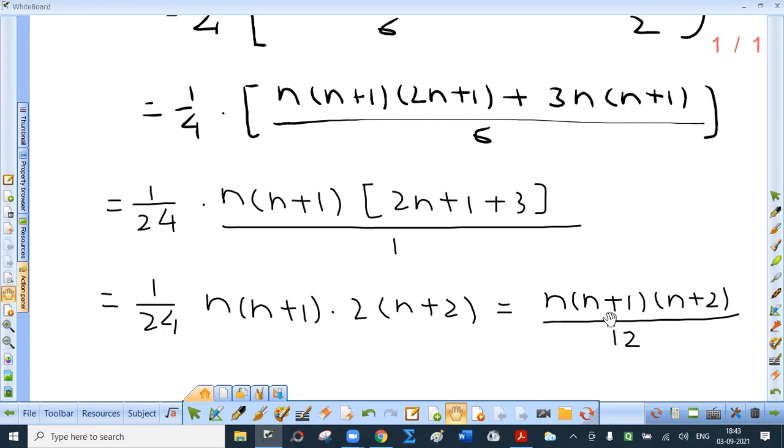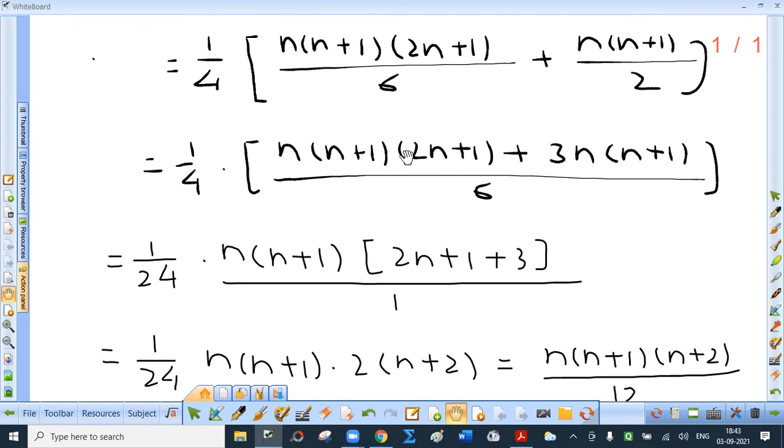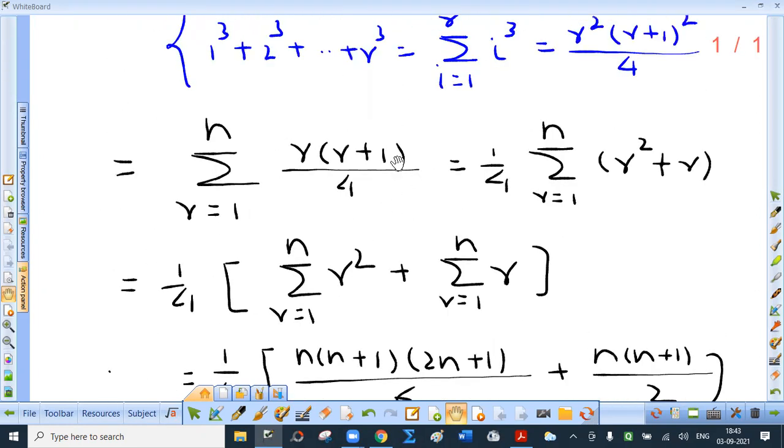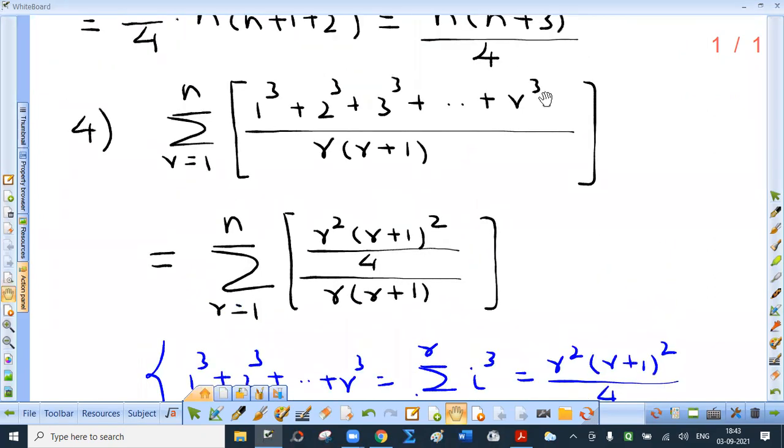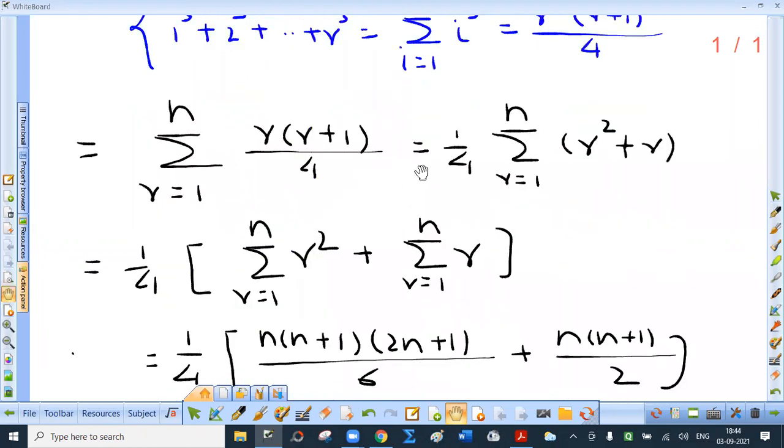How will you verify the answer? Put n equal to 1. So this is 1 into 2 into 3. So 6 upon 12, that is half. Just a minute. Now put r equal to 1. r equal to 1 means up to 1 cube you have to consider. So 1 cube is 1. Because see, what is the numerator? Sum of the cubes of the first r natural numbers. Now r is 1. So will you say sum of the cubes of the first one natural number? No, that is the cube of the first natural number only. 1 cube, that is 1. 1 upon 1 into 2, that is half. Yes. Right.